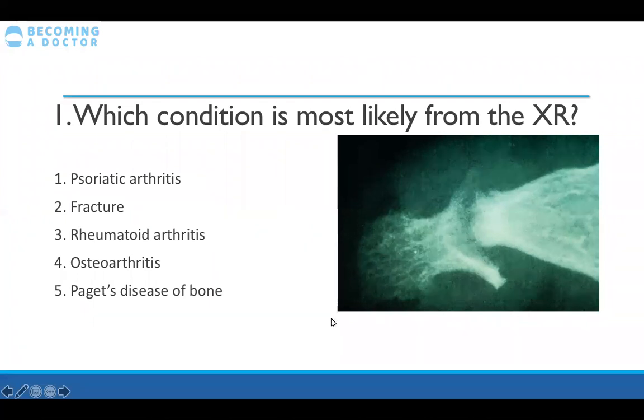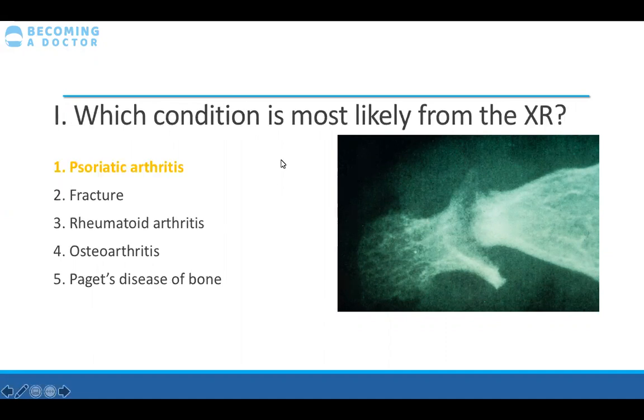Okay, right. So we actually got quite a few answers here. The majority of you have said Paget's disease, which is unfortunately not the correct answer. The correct answer is psoriatic arthritis. A fracture, rheumatoid, we got quite a few options. So let's just discuss why this is the answer.